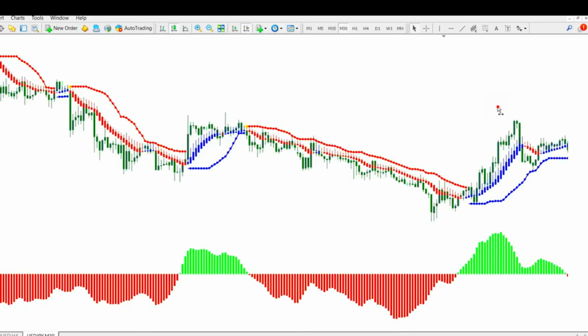We will set the stop loss 10 points above the Super Trend indicator. And the stop loss will slowly move down with the Super Trend indicator. And we will book our profit when the market crosses the Super Trend indicator.